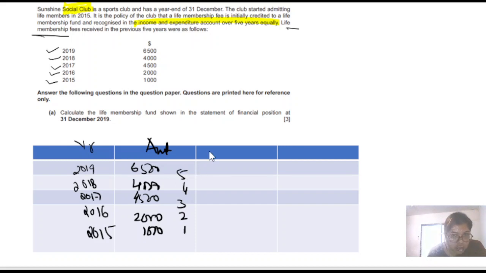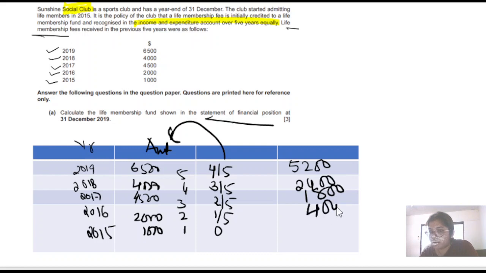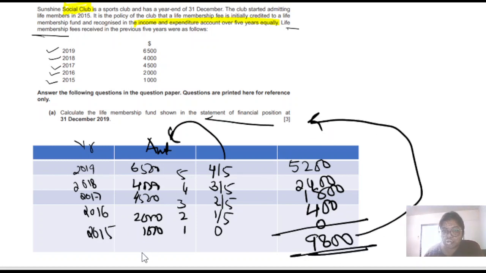If 1/5 is going to be transferred, then for the statement of financial position you have only 4/5 left. 1/5 we transfer, so 4/5 means the remaining portion. The remaining portion is 4 by 5, 3 by 5, 2 by 5, 1 by 5 and 0. Multiply this with the amounts and you get 5,200, 2,400, 1,800, 400 and 0, and the total amount is 9,800. This is the life membership fund which you are going to show in your statement of financial position.